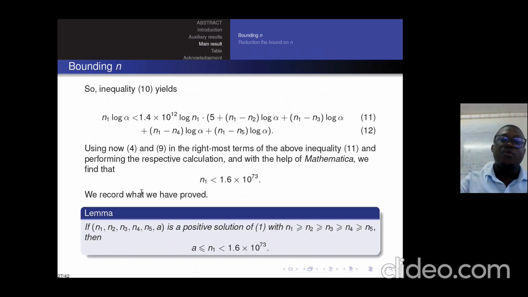We recall what we have now proven in terms of a lemma. If (n1, n2, n3, n4, n5, a) is a positive solution of equation 1 with those conditions, then this inequality will hold.